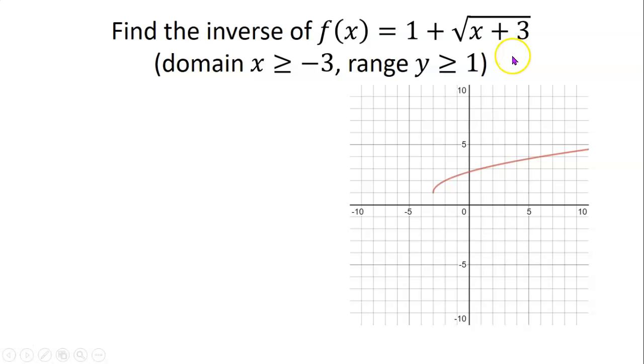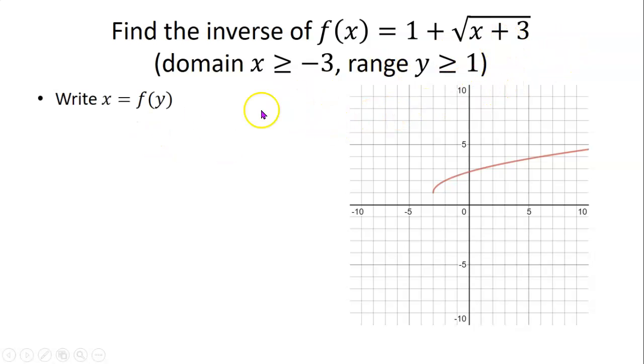But you could also see that from the equation. If we're going to take the square root of x plus 3, x plus 3 needs to be greater than or equal to 0, so x needs to be greater than or equal to negative 3. And then what we get out of that, the square root part has to be 0 or bigger. It can't be negative. And if we take 0 or bigger plus 1, we get something that's 1 or bigger. So that's why the range, what comes out of the function, has to be greater than or equal to 1.